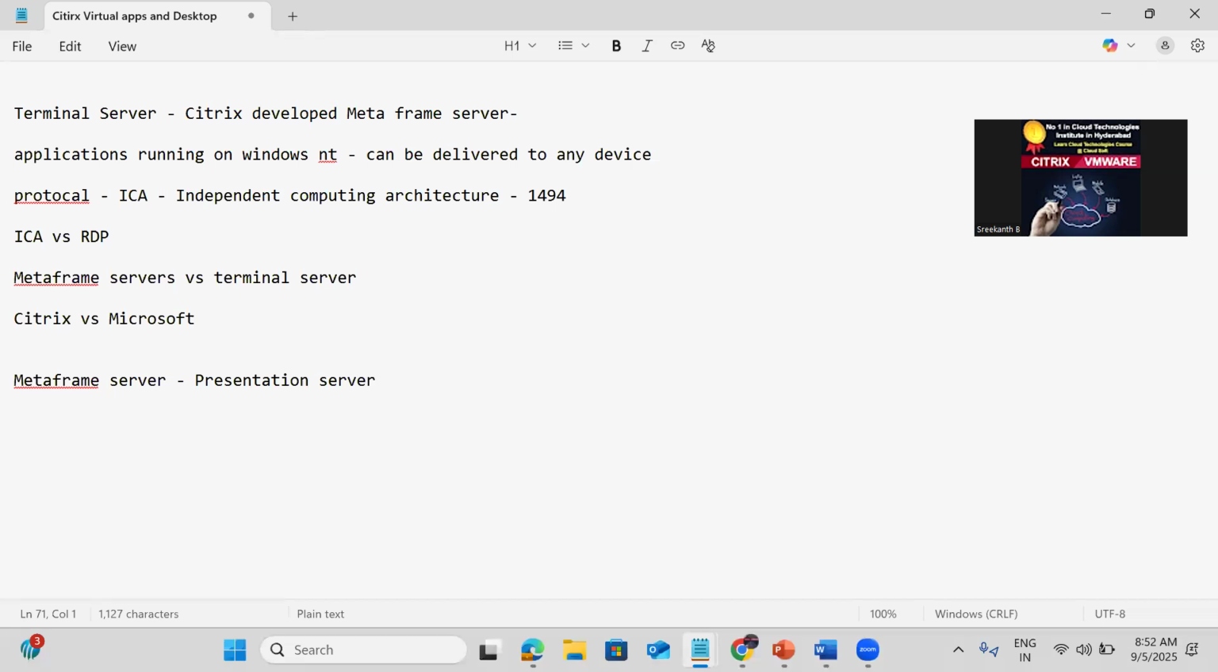The MetaFrame server has been renamed to presentation server as the name ICA belongs to the presentation layer, and ICA is a very powerful protocol developed by Citrix, which is proprietary, and there are even patents for the ICA. A lot of patents have been there.